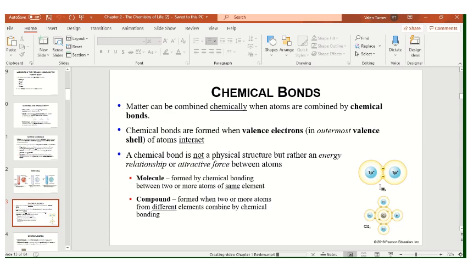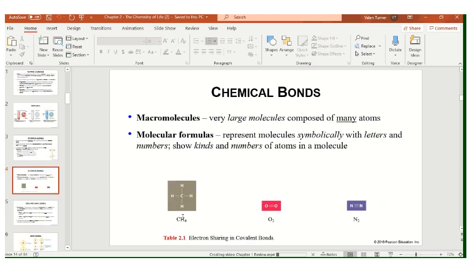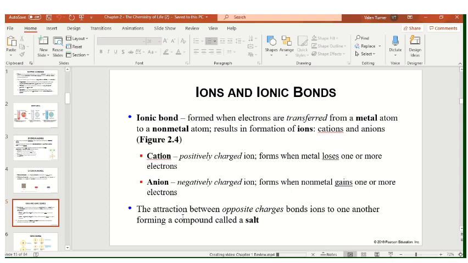But I can have different elements bound together. I have two or more different elements, like methane. That's what you see here. Methane is one carbon and four hydrogens. Carbon and hydrogen are not the same. They are different. If I have two or more different elements together, that is a compound. Just know those definitions.